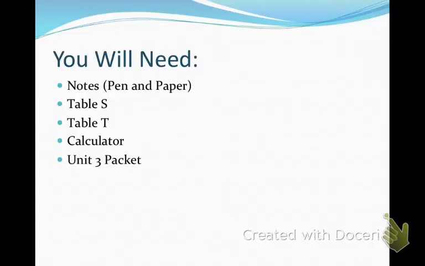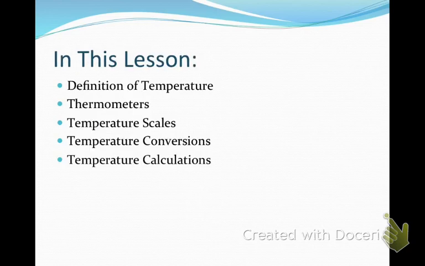Here we're going to be going through what temperature is. It's part of Unit 3. So you'll need your notes, which is pen and paper. We'll quickly look at tables S and T. You'll need a calculator, so make sure you grab a calculator that you use for Regents, not your cell phone. And we'll also need the Unit 3 packet. We'll do calculations in there.